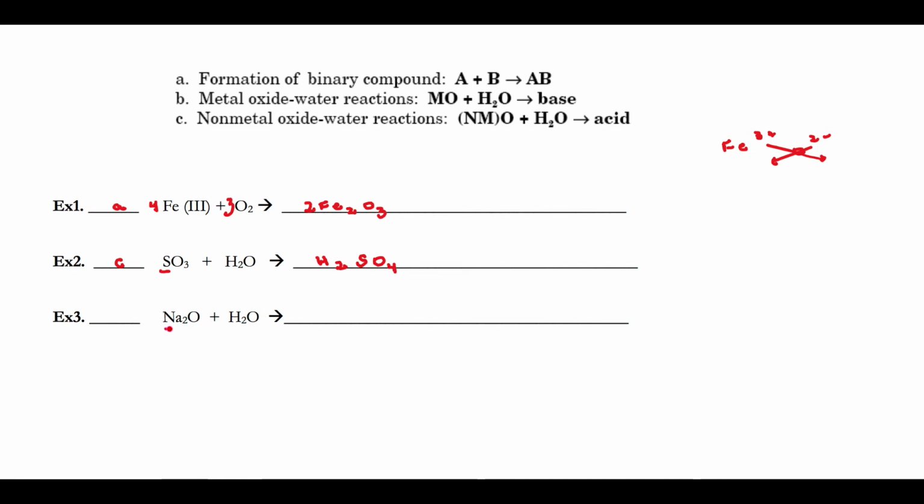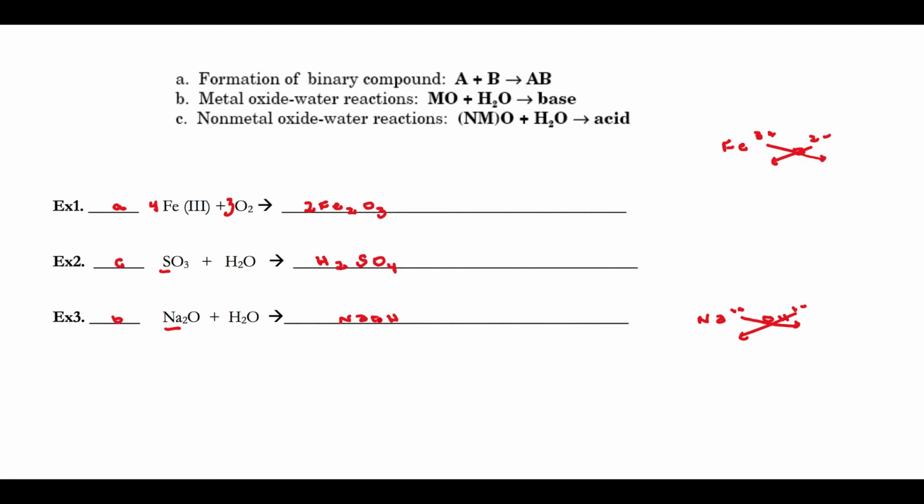So sodium is a metal. So this is going to be a type B reaction, synthesis reaction. So I'm going to make a base. So as I noted before, a base is simply going to be your metal, which in this case is sodium, Na, with a +1 charge, crossed with hydroxide, which has a 1- charge. So when I cross my charges here, I simply get NaOH.